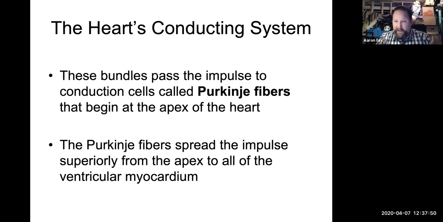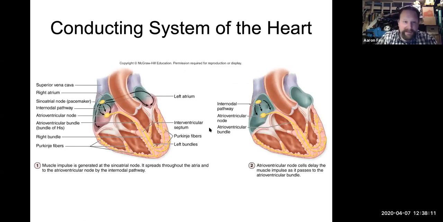So order of progression: SA node, through the wall of the atrium, through the auricular wall, to the AV node, from the AV node to the bundle of His, to the right and left bundles, to the Purkinje fibers, back to the heart cells. Let's take a look at an image to make this a little bit more clear.